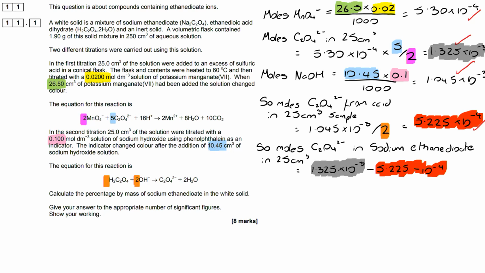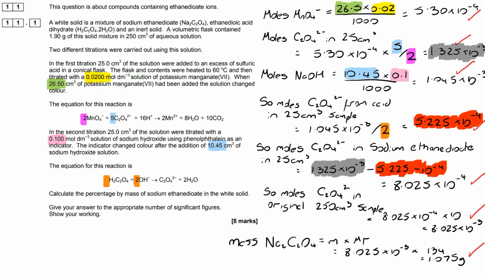Now, from there, I need to know how many moles of C2O42- were in the sodium ethanedioate. So I've just done 2 calculations for C2O42-. You're going to take away the 5.225 by 10 to the minus 4 from the 1.35 by 10 to the minus 3, and that's going to give you a mole value of 8.025 by 10 to the minus 4. And we've now made it to mark number 5.